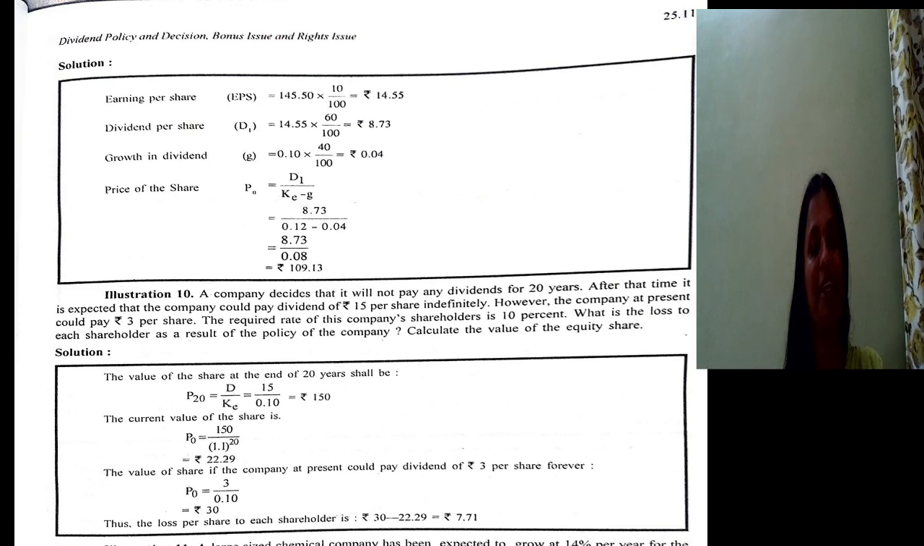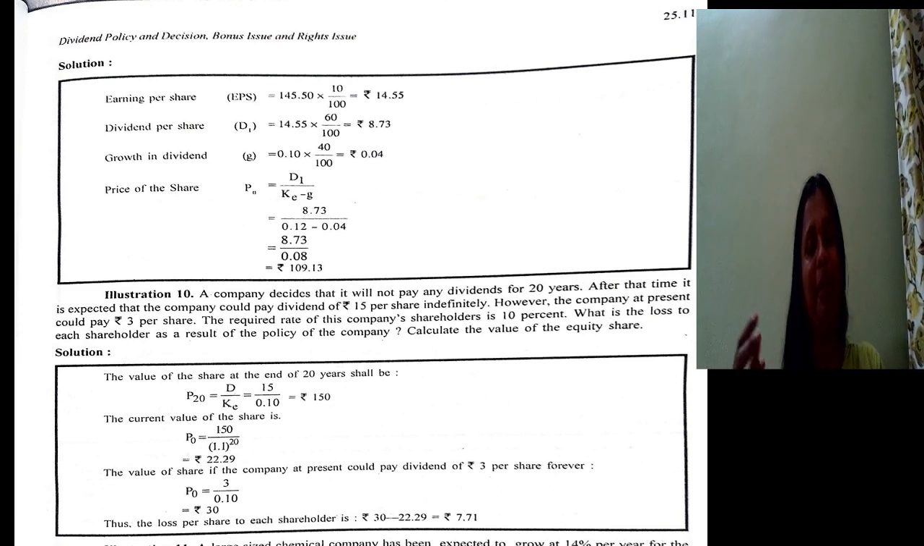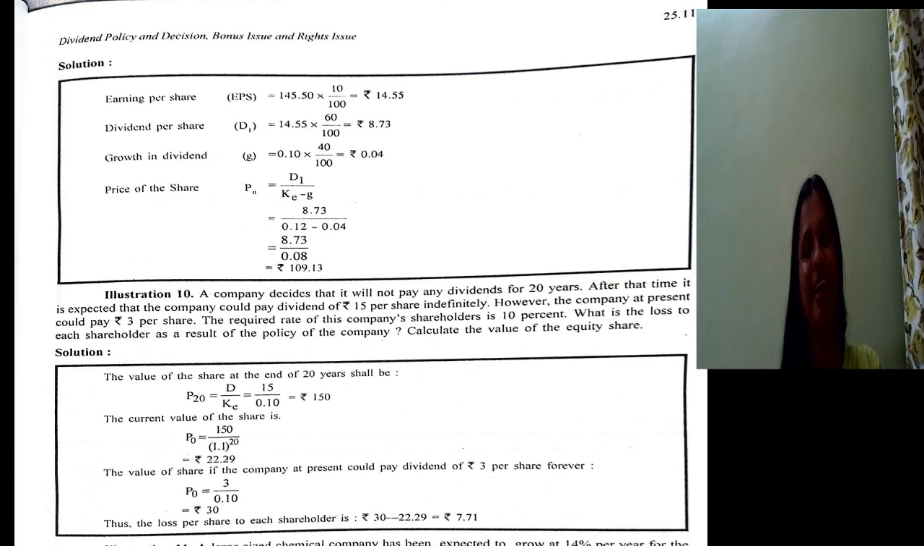Listen carefully to what we did here. We calculated what will be the price at the end of 20th year, means beginning of 21st year, that is 150. So how we calculated? P is equal to D divided by KE minus G, G is 0, because there is no growth in dividend at all, so the concept of growth will not come. After that time, the company could pay a dividend of 15 rupees indefinitely. Indefinitely means there is no growth rate at all. That's why G we considered as 0.